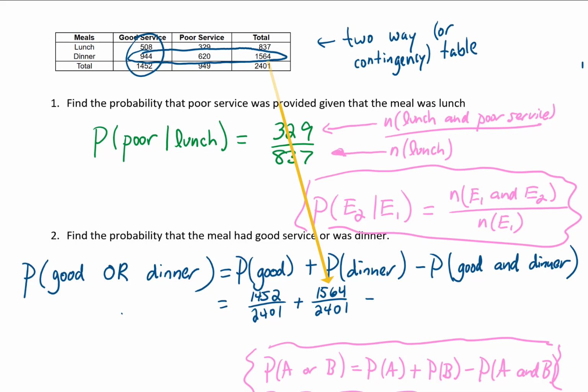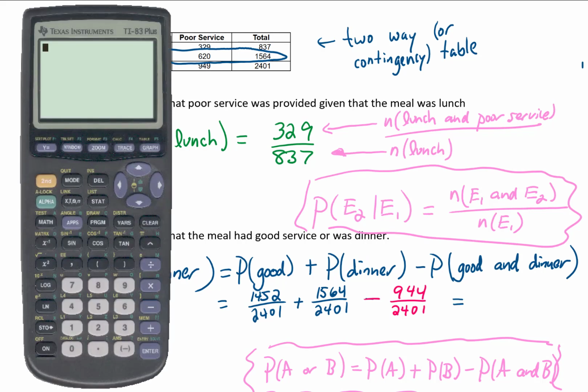What you'll notice is that we have this familiar overlap that we saw in the previous video. By totaling the 1,452 people and the 1,564 people, we actually counted these 944 people twice. We do not want to do that. We don't want to count those 944 people twice. So what we do is we subtract those off. We're subtracting off the probability that someone came for dinner and got good service. That is 944 over, again, a total of 2,401 surveyed.